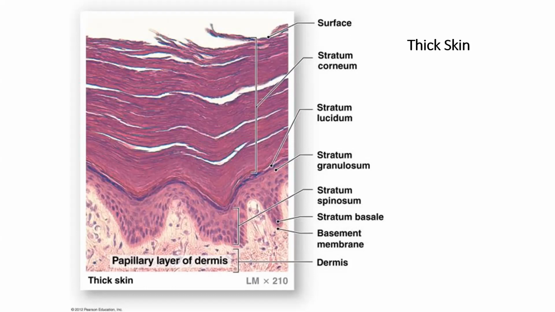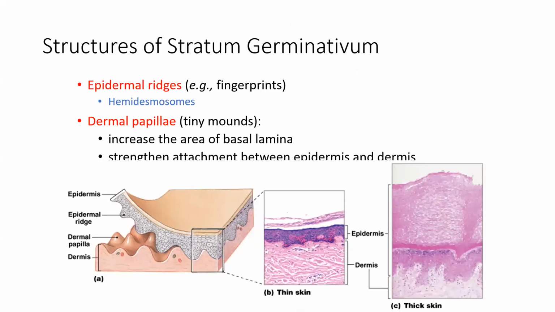A mnemonic that I used when trying to remember all 5 layers of the skin is as follows. Corn lovers grow several bales. In that example, we're using basale in that mnemonic. Know, again, that the stratum basale is also known as the stratum germinativum. There are certain structures found in the stratum germinativum that are helpful to know in terms of understanding how the epidermis stays attached to the dermis that lies underneath it.